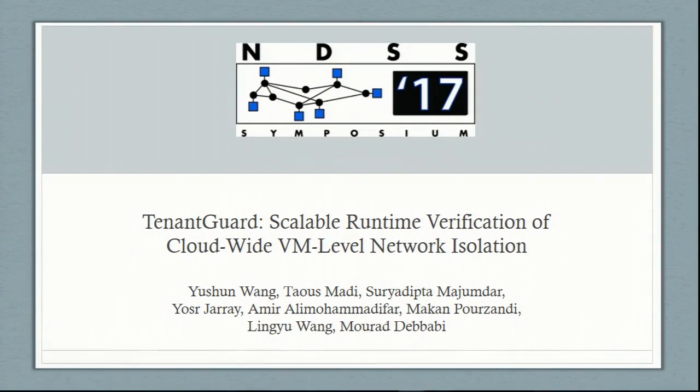Presented by Suryadipta Majumdar from Concordia University. He'll be telling us about their system TenantGuard, which offers scalable runtime verification for VM-level network isolation.